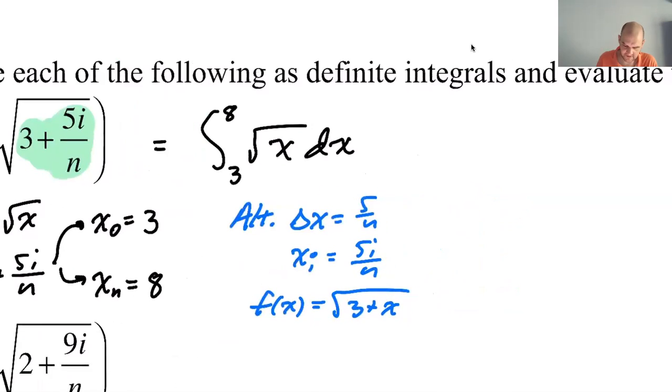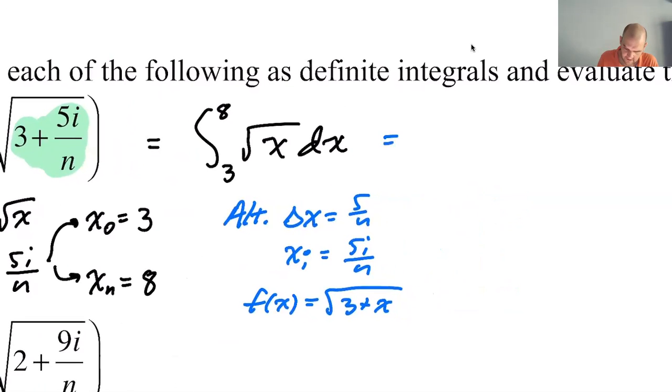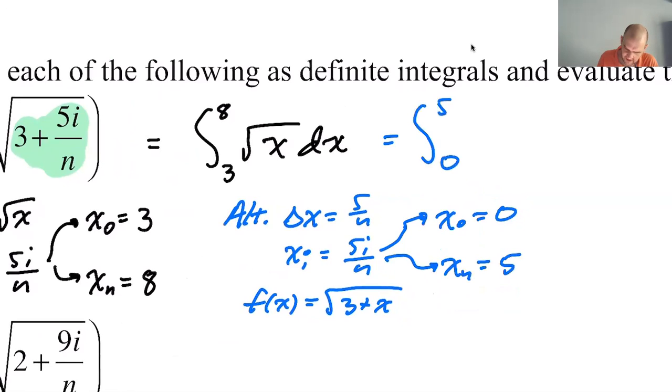So I also think that I could write x0 would be 0, and xn would be 5. I think I can also write the integral from 0 to 5 of the square root of 3 plus x dx.